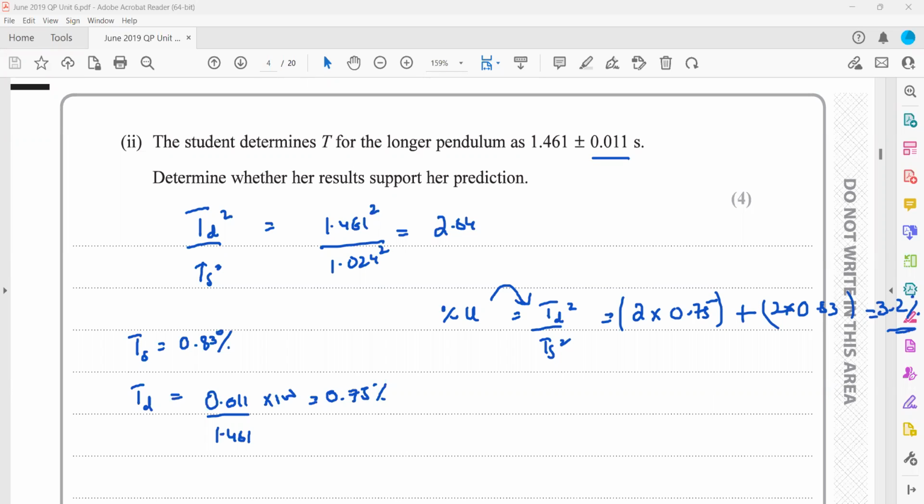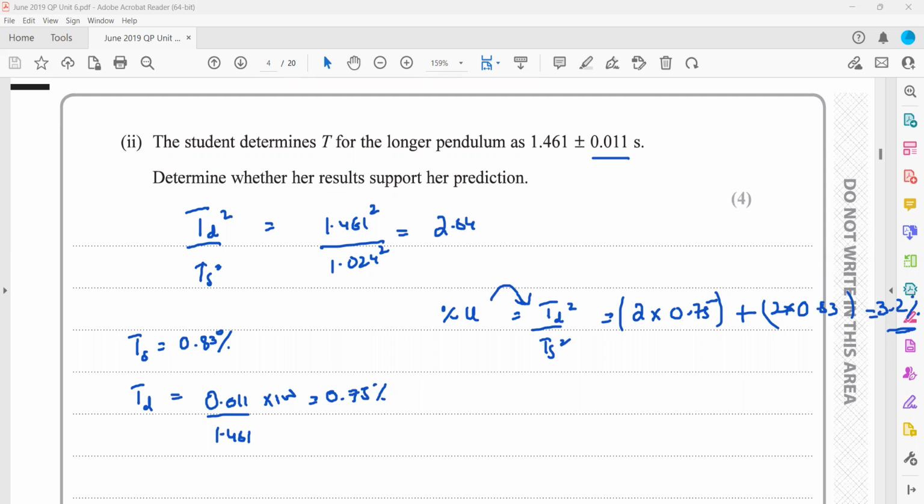So when quantities are divided or multiplied, we add the percentage uncertainties. And because the power 2 is there on each of them, the percentage uncertainty will be twice. If there was a power 3, then the percentage uncertainty will be three times. Is it clear, this part? That is how I work out the percentage uncertainty.